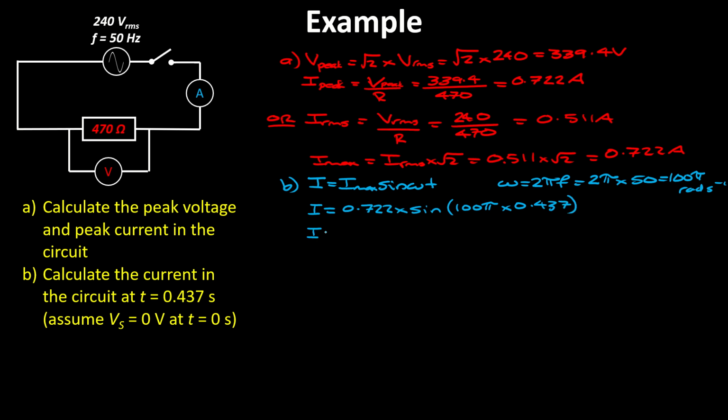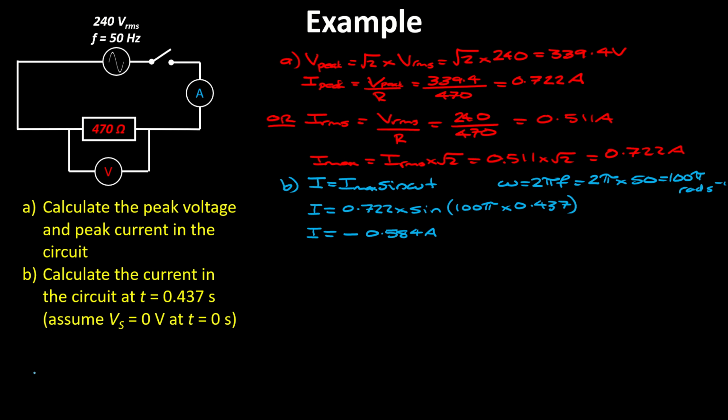And if we plug all that in, now making sure when you do that, your calculator is in radians mode, we get a current of minus 0.584 amps. So that's the current at that instant in time. So it's negative, meaning that, remember, the current is flowing back and forward. So it's flowing in whatever the backwards direction is at that point.